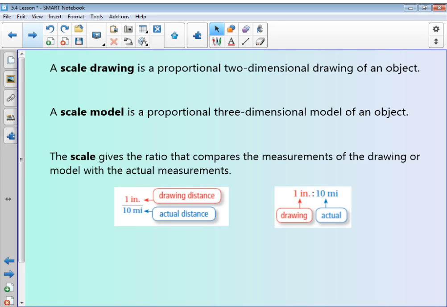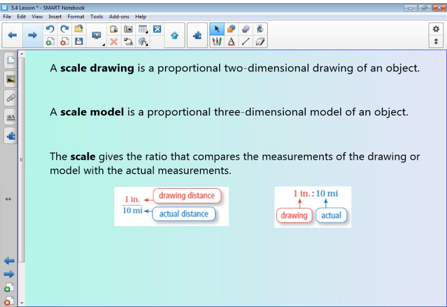Okay, today we're going to be working with scale drawings, and we'll probably come back to this later in the chapter. A scale drawing is a proportional two-dimensional drawing of an object. So this would be like on paper. A scale model, on the other hand, is three-dimensional. Like a toy car would be an example of a scale model. So it's a proportional three-dimensional figure of an object. The scale gives the ratio that compares the measurement of the drawing or the model to the actual measurements.